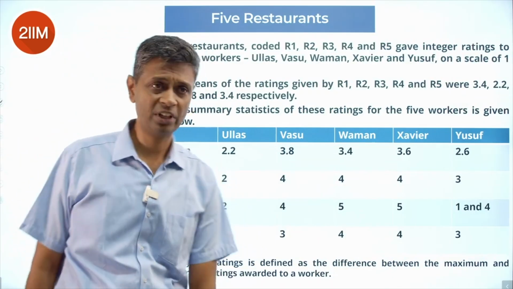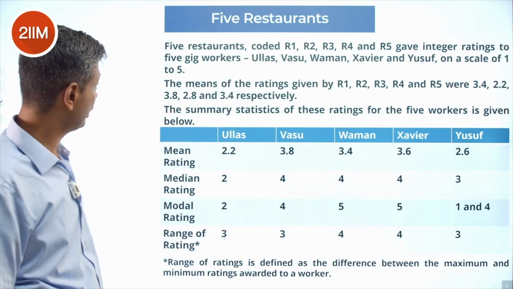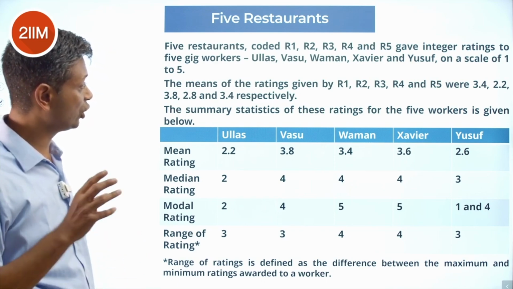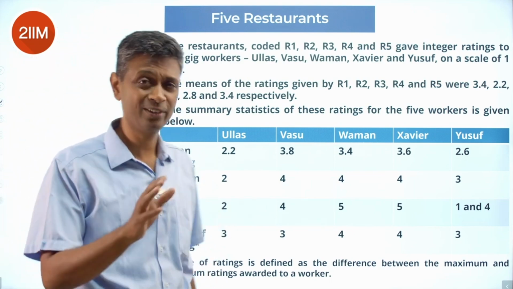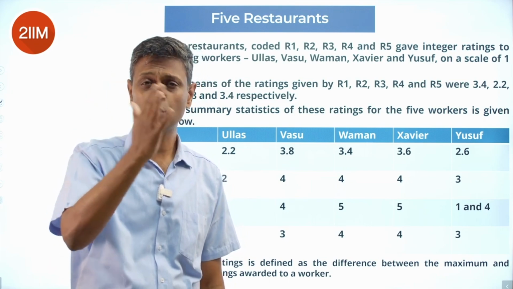I want to go to the next set. Let's attack this. 5 restaurants coded R1, R2, R3, R4 and R5 gave integer ratings to 5 gig workers: Ullas, Vasu, Vaman, Xavier and Yusuf. I really like this UVWXYZ. Sorry, UVWXY, not Z. 5 restaurants, 5 people, R1, R2, R3, R4, R5, UVWXY.